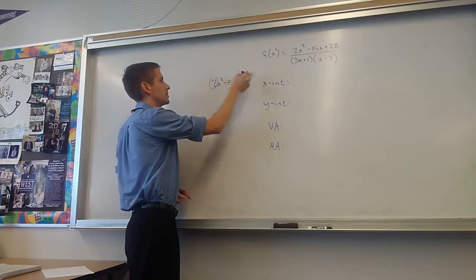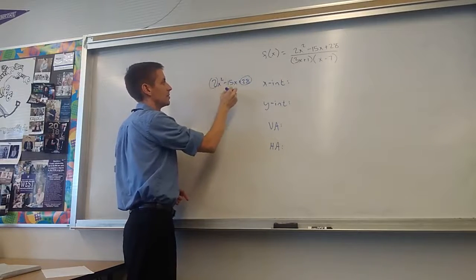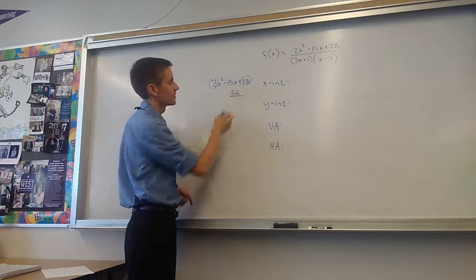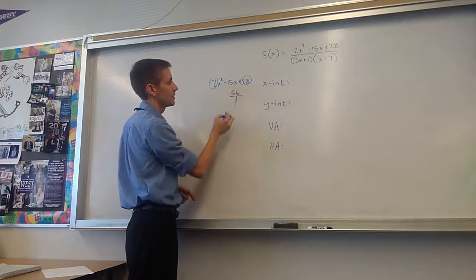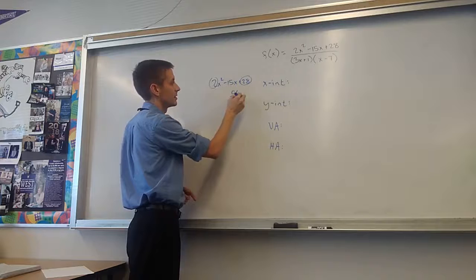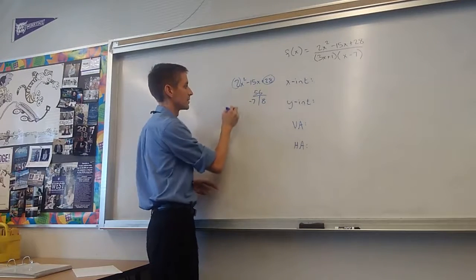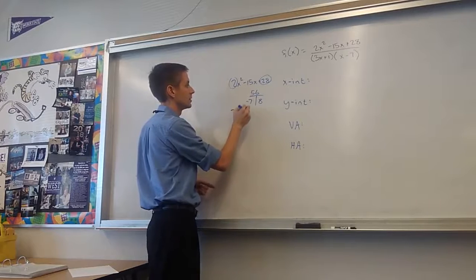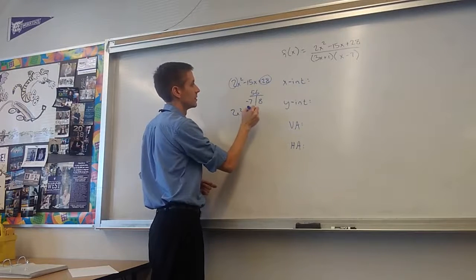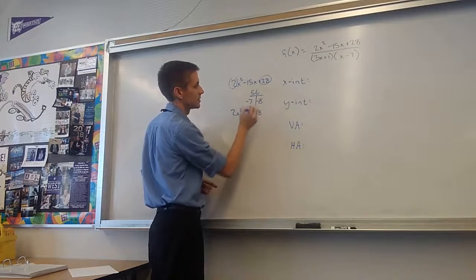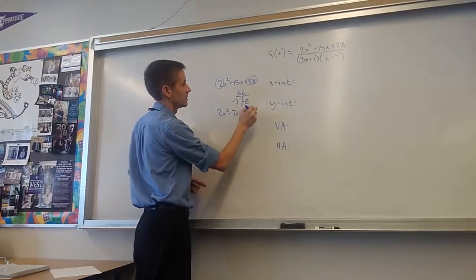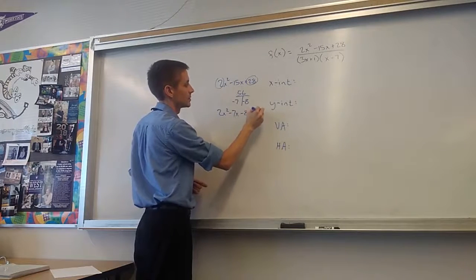I need to take the 2 and the 28, which multiply to 56. What factors of 56 add to negative 15? That'd be negative 7 and negative 8. So I'm going to use these two to help me group this. So 2x squared minus 7x minus 8x, because that needs to be a negative 8, plus 28.